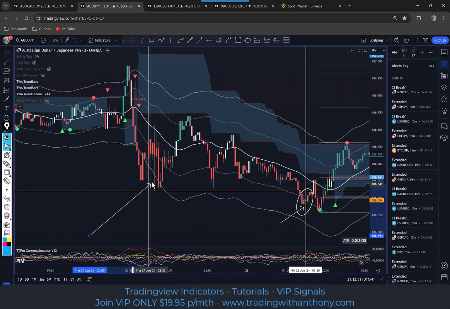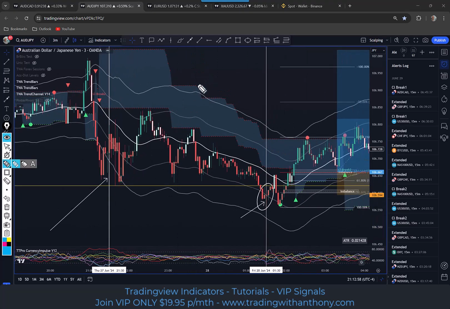Okay, that's the signal right there on the 15M. But what we don't have is confirmation, this breakout. So while there's an absence of this green up triangle, we stay out of the market, guys. But what you can do with this is create an alert so you don't miss the opportunity.